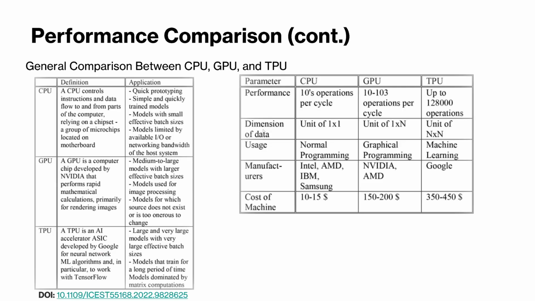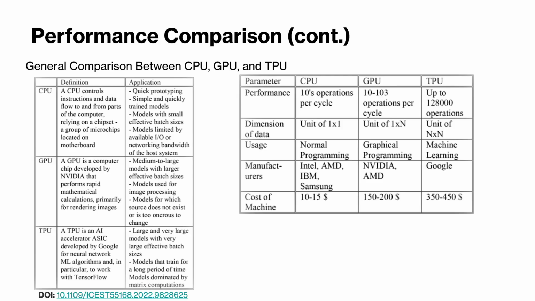Continuing with performance comparisons, we can see a general comparison that another study did between a CPU, a GPU, and a TPU. And this kind of gives the general layout that I described earlier. CPU controls instructions, a GPU is specialized for rapid calculations that are heavily parallelizable, and a TPU is specific for AI. And you can see some of the applications listed in the table on the left.